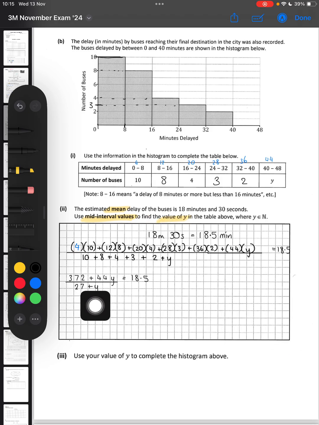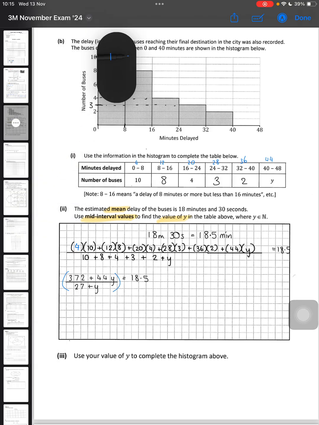They have asked me now to find the value of y. So I have come up with a fraction with y in it, and I need to figure out what y is. Straight away, what's the most confusing thing that we're not used to seeing here? Well, it's probably the fact that I have a fraction. How do I get rid of a fraction? You multiply by the denominator.